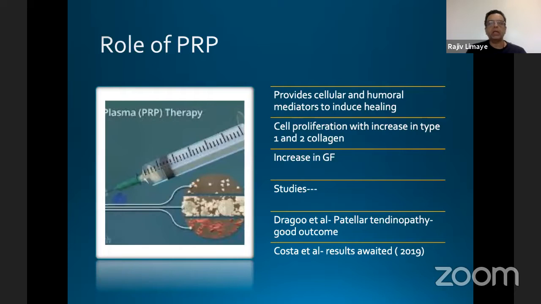Now, PRP is getting more popular. We are using PRP for almost everything. We're using it for tendons, muscles, joints, and it is supposed to be one of the therapies that is taking a lot of randomized controlled studies. It does provide cellular and humoral mediators. It leads to cell proliferation and an increase in type 1 and 2 collagen.